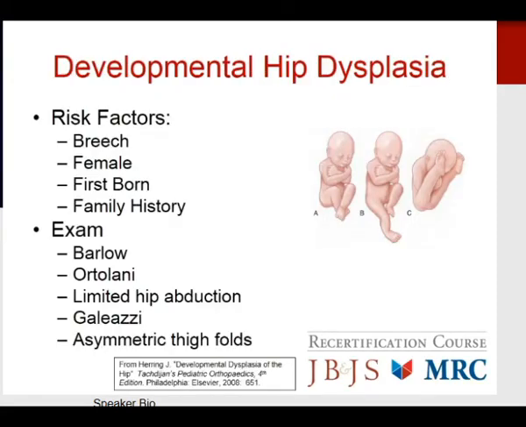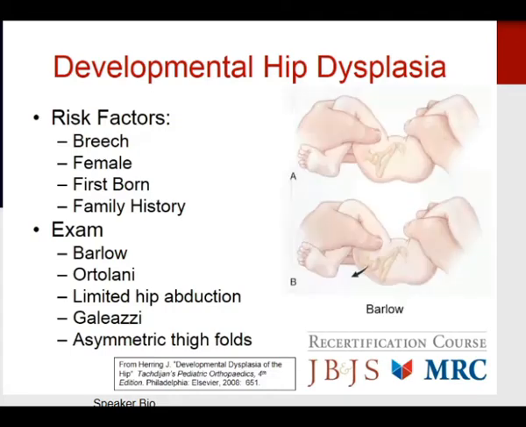Developmental dysplasia of the hip has certain risk factors including breech presentation, female sex, a firstborn child, as well as a strong family history, and these risk factors are frequently tested on the examination. The examination in the newborn consists of the Barlow and the Ortolani maneuvers. The Barlow maneuver is essentially taking a hip which is reduced and subluxating it or dislocating it. The Ortolani, on the other hand, is taking a hip which is subluxed or dislocated and returning it to a reduced position.